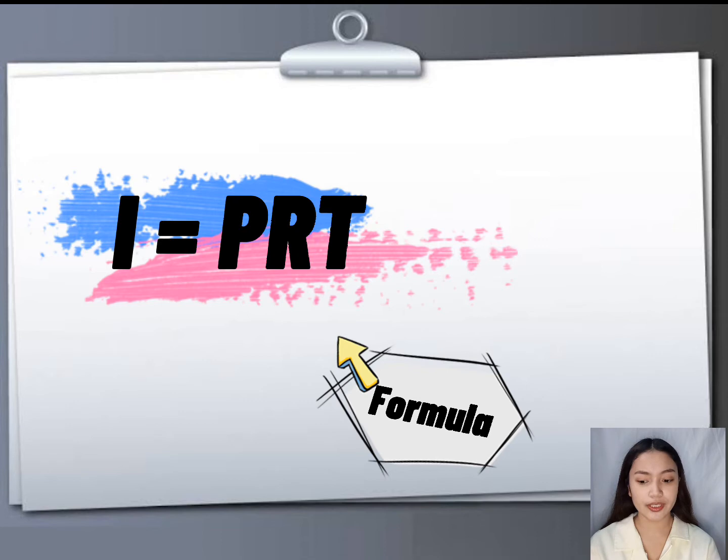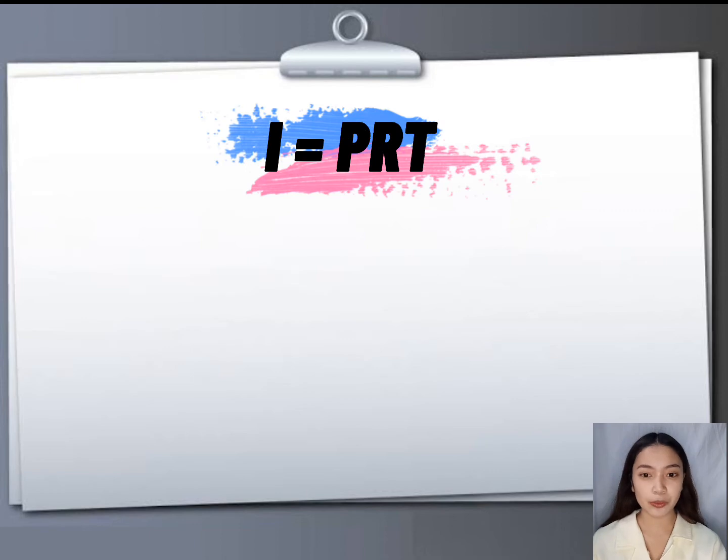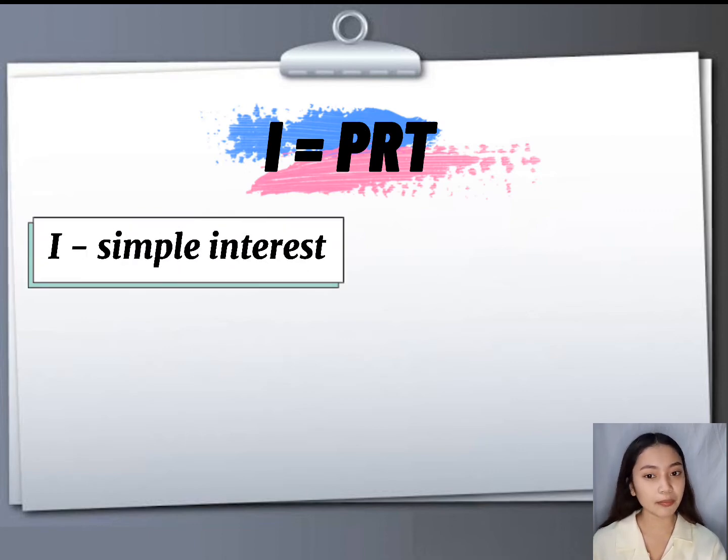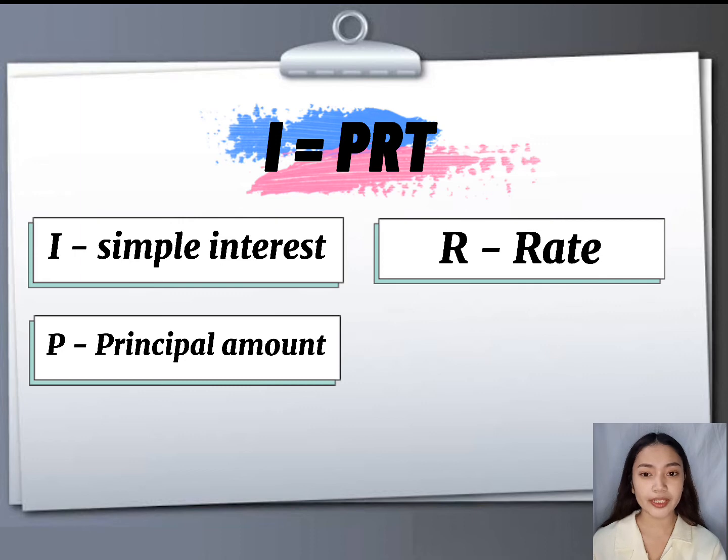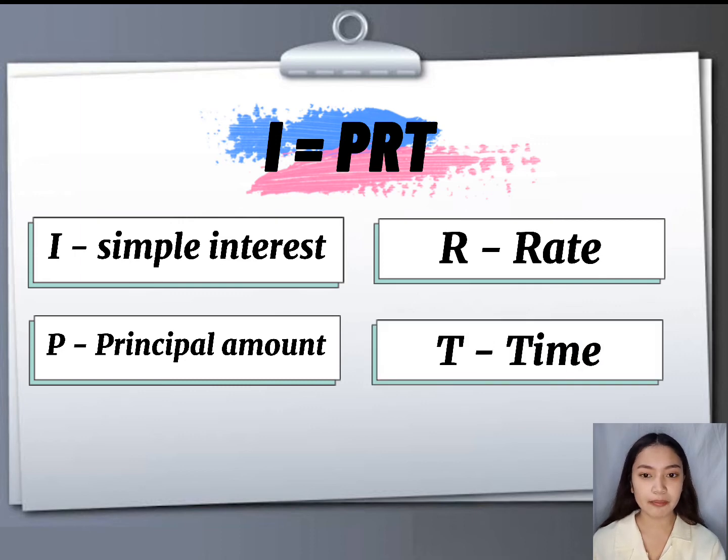Let's start by defining the terms involved in simple interest. I is equal to PRT, where I is the simple interest, P stands for the principal amount, R is the rate, and T is the time period.